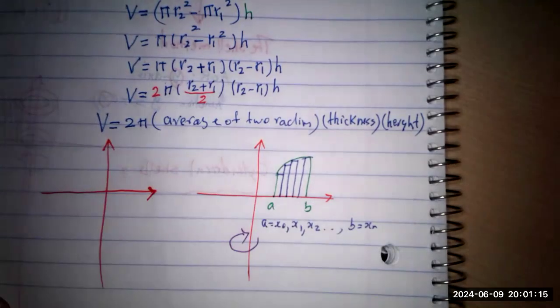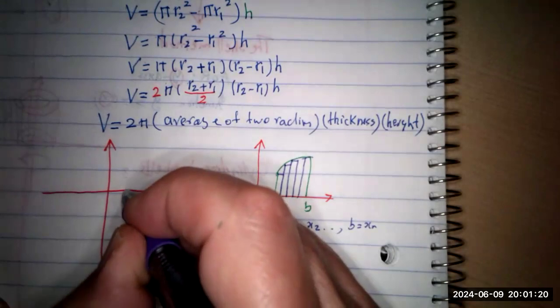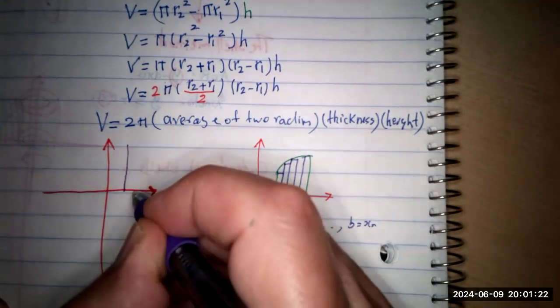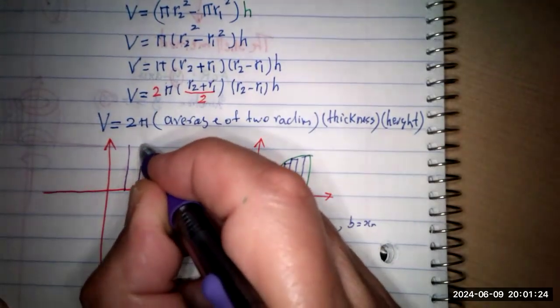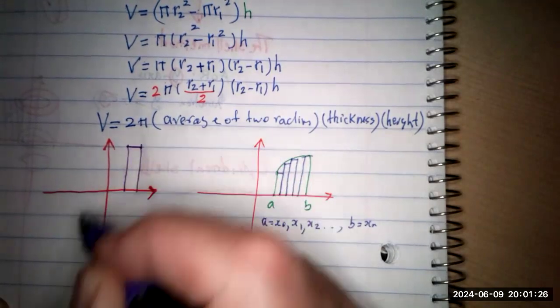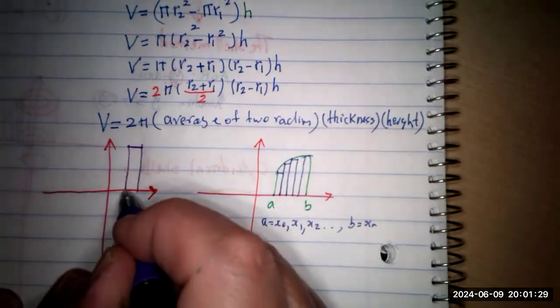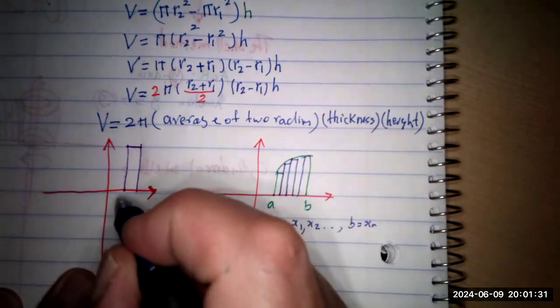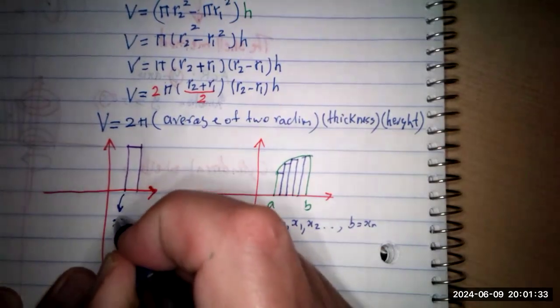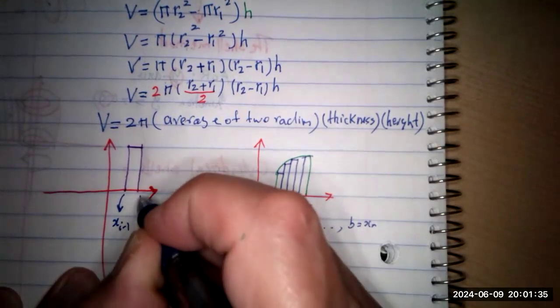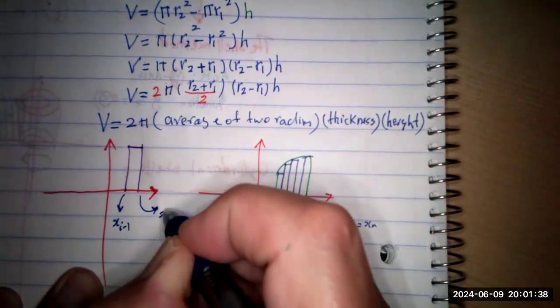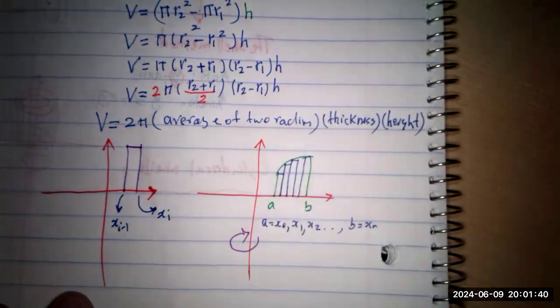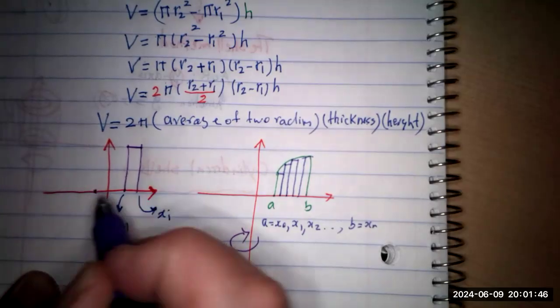It's the way we do the Riemann sum in this course and in calculus 3. So consider only one of these. Suppose this is one of those rectangles, because each one of them would give you a cylindrical shell. And suppose this point is called xi minus 1, and this point is xi. It doesn't matter, it's just two points. Now, when you rotate this one, you're going to get a cylinder here, a circle.